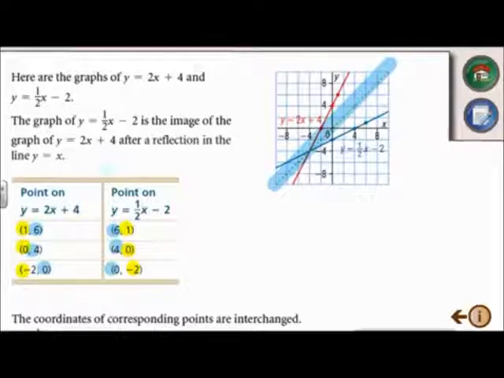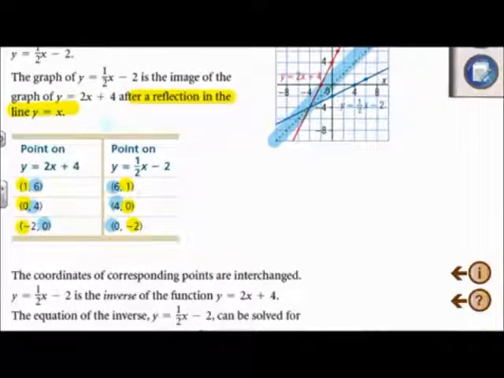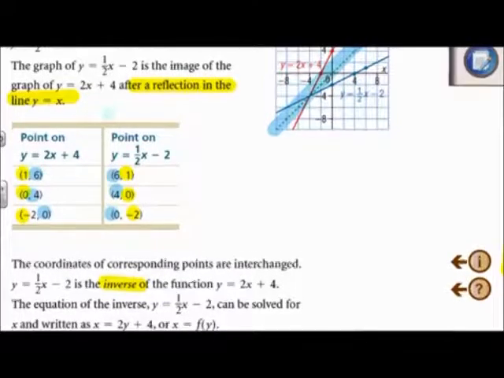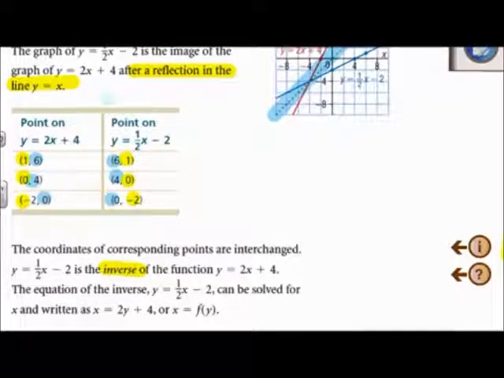So we've got a reflection there in that line y equals x. And whenever we do a reflection in the line y equals x, we call that an inverse. And we can solve that by switching our x and the y values and then resolving for your y.